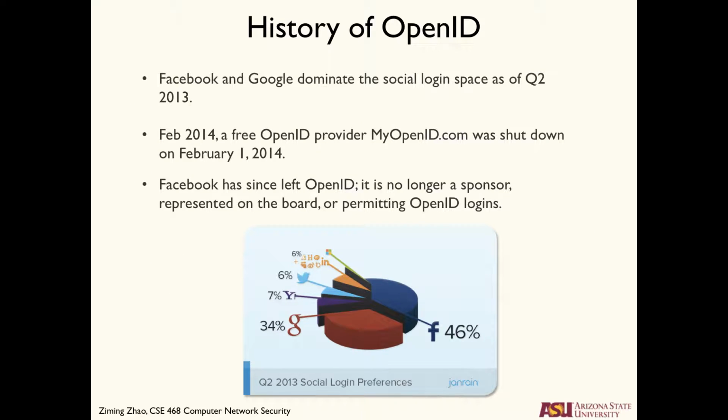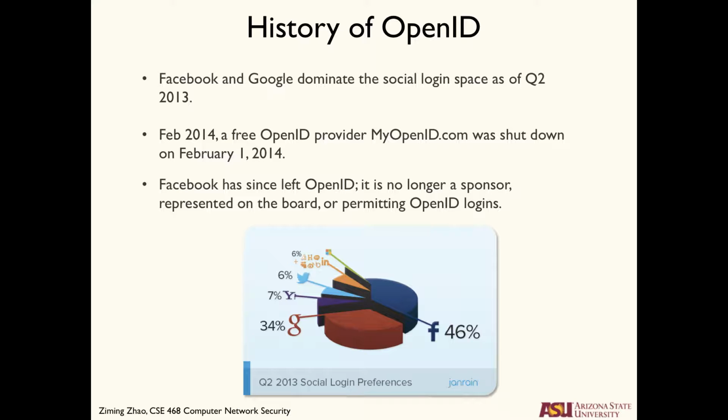Because of that, after Facebook announced Facebook Connect, Google also announced a similar thing, login with Google. And in 2013, we can see that more than 80% of online logins using social login equivalent services were using either Google or Facebook. Some are using Twitter, but not many people are still using OpenID. But this whole idea was inspired by OpenID.